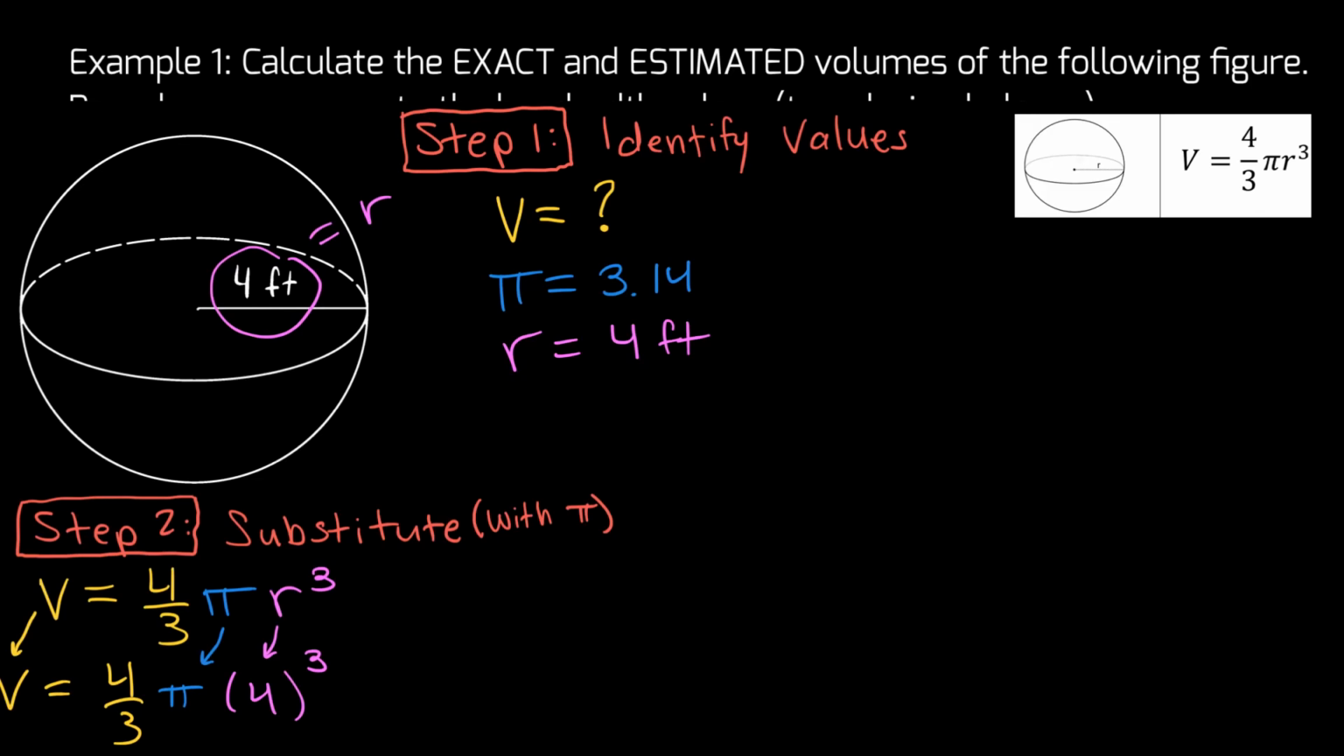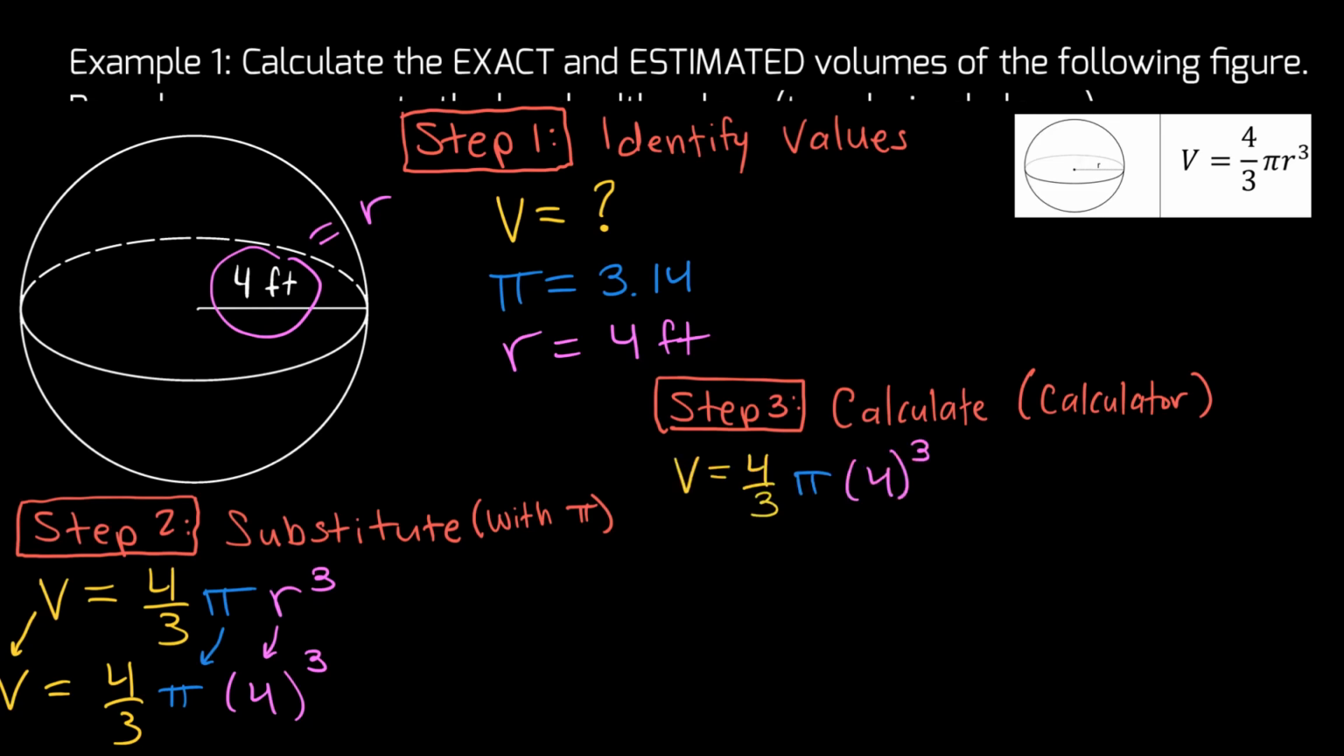And now we get into step 3. This is the part where we use that calculator to help us calculate what the exact value of the volume is. Before we do that, I'm going to rewrite the volume in a different way. What this really is, is just a multiplication problem. So when multiplying, you could rearrange these in any way that you want.